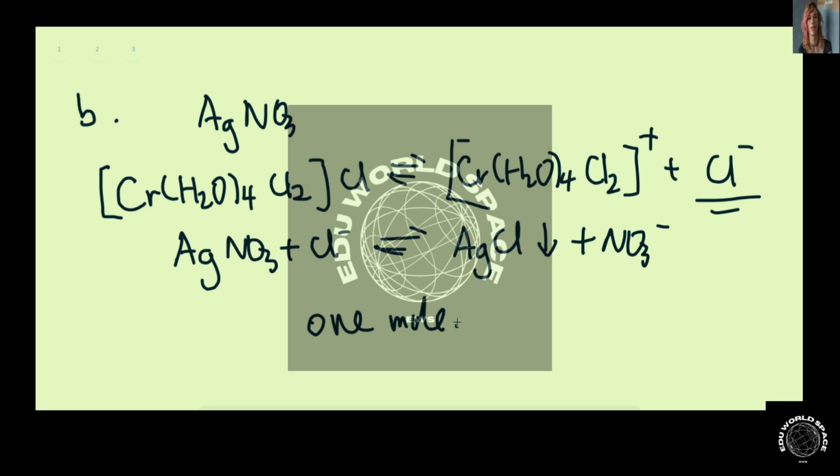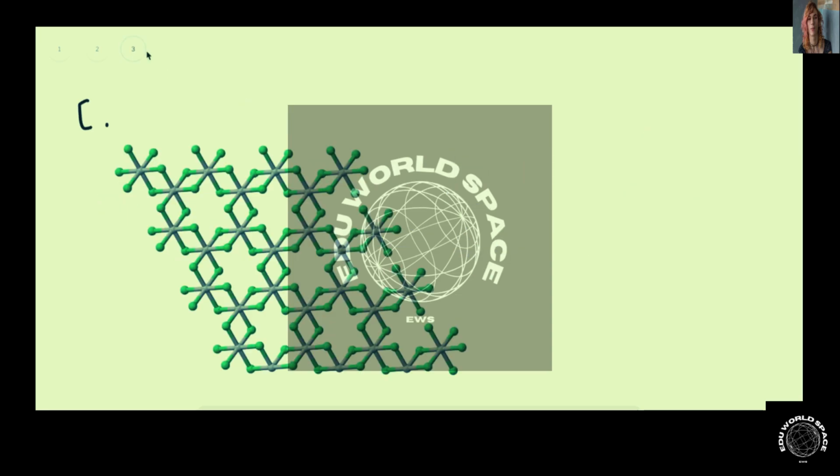All right, now move to the last part. Part C says crystals of anhydrous chromium chloride are violet and insoluble in aqueous solution. The coordination geometry of chromium in these crystals is octahedral. So here we have the structure of CrCl3 right here. So the coordination geometry of this chromium is octahedral.